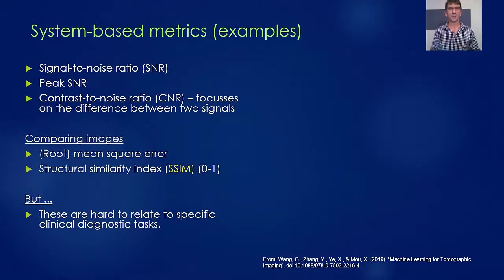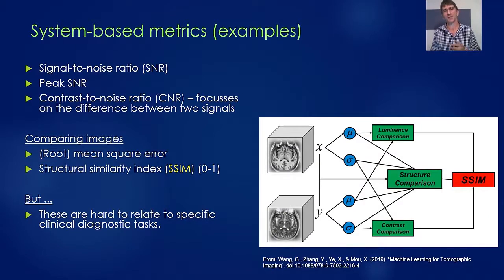Now, these quantitative metrics are an example of your system-based metrics. So your signal-to-noise ratio, your peak signal-to-noise ratio, your contrast-to-noise ratio. Also, when you're comparing images, one versus the other, there's things like root mean square error or mean squared error. And there's also this thing called structural similarity index, which some people are using.